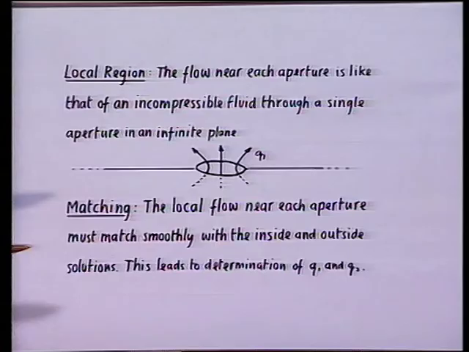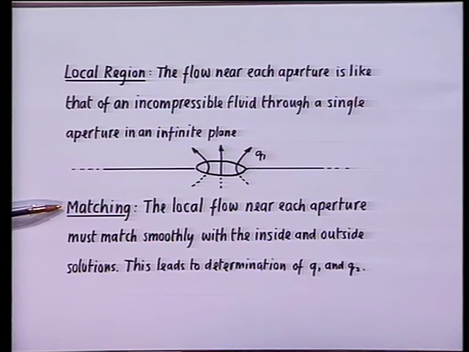One has an outer problem involving two unknown source strengths, Q1 and Q2, an interior solution involving Q1 and Q2, and the near field flow, the inner region, is virtually an incompressible flow sloshing about through a hole in an infinite wall. To determine Q1 and Q2, and hence solve the problem completely, one has to match those regions together. And I'll phrase it by this sentence: the local flow near each aperture has to match smoothly with the inside and outside solutions. And this matching leads to a determination of Q1 and Q2. And so the problem is solved throughout all space.